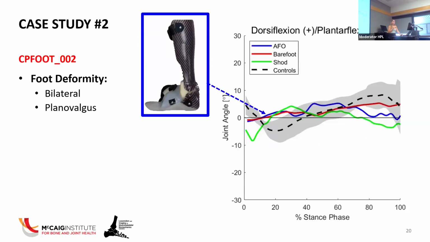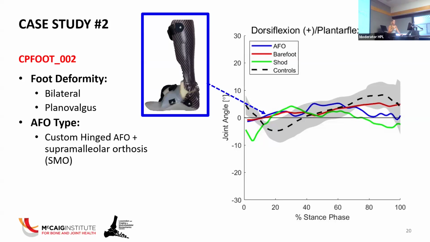Next, moving on to a new individual with the same foot deformity, planovalgus. Their AFO was a custom hinged AFO with what is called a supramalleolar orthosis, or SMO, insert. And we can just see that's the bulky thing in the middle of that buckle there. And now for this individual and the ones following, we do have a barefoot condition. So that's the red line on the graph, and then the green SHOD, which stays AFO throughout. So the purpose, again, of this was to prevent plantar flexion in swing.